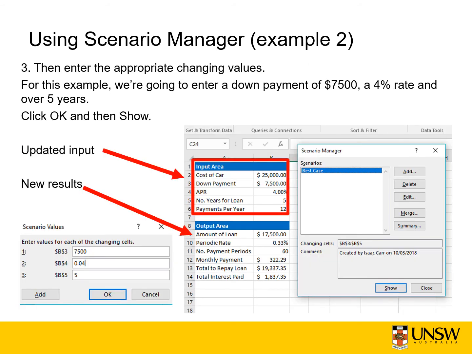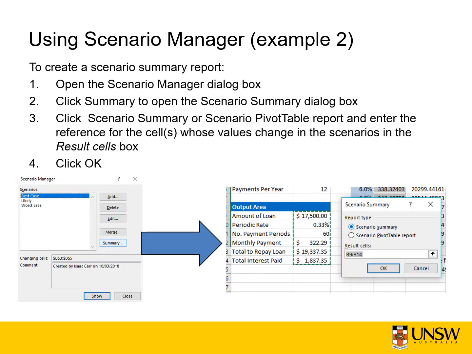In the next step, we should enter the desired values for down payment, interest rate, and the number of years. For the first scenario, we enter $7,500 for the down payment, 4% for APR, which is the interest rate, and 5 for the number of years. After creating all the scenarios, select the desired scenario and click Show to see the result of that specific scenario. Or if you want to see the result of all the scenarios at the same time, click the Summary button.